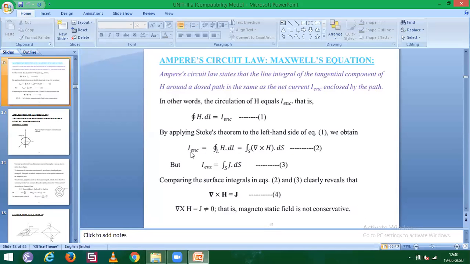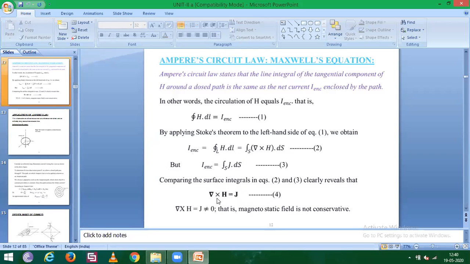We know that current can be obtained by integration of current density, because current density is current per area. So current is equal to current density into area. If we have a differential current element, then we can calculate the total current from the surface integral of current density, right? So I enclosed is equal to the surface integral of J dot ds. Equating these two will give us del cross H is equal to J, right?